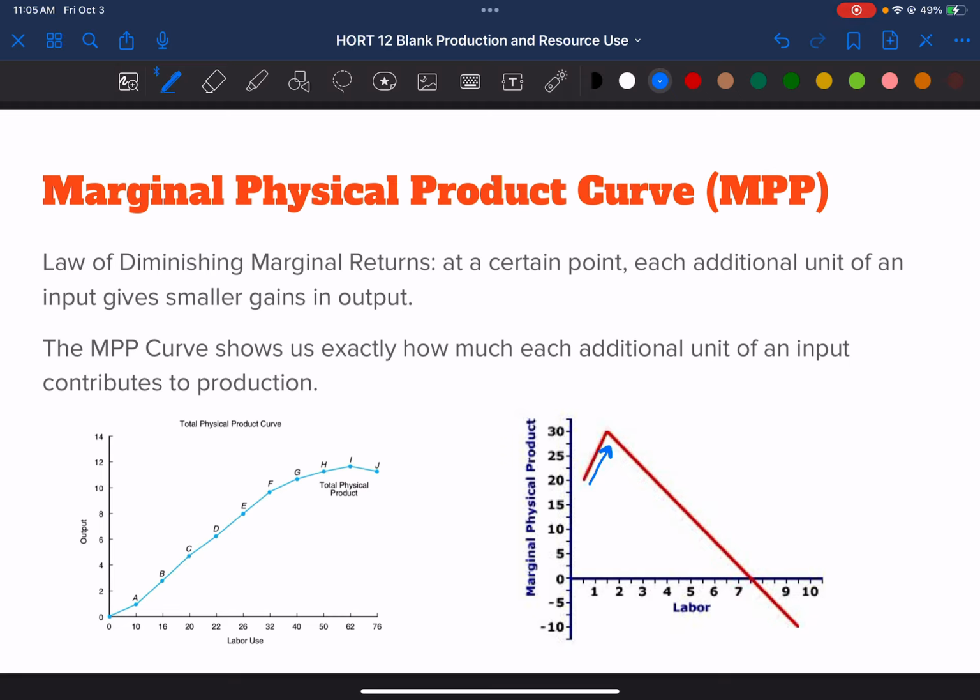And the MPP shows us exactly how much each additional unit of an input contributes to production. So remember that these numbers here on the y-axis, this is the number of additional units that one more piece of labor or laborer contributes. It's not the total. The total is represented by the TPP over here. So the output on this one is total, and the output on the MPP is marginal. So that's the difference between them.